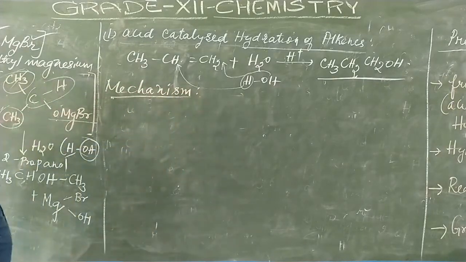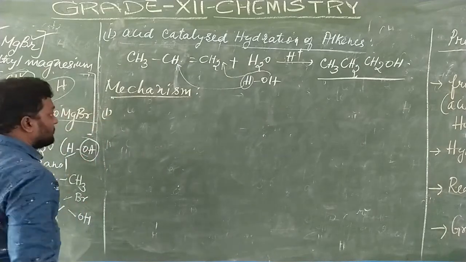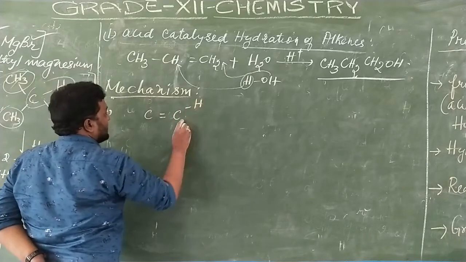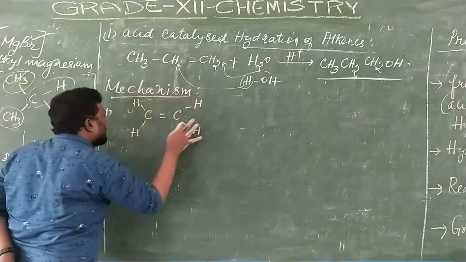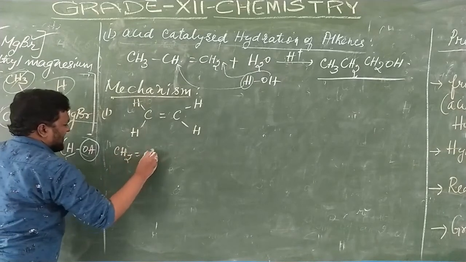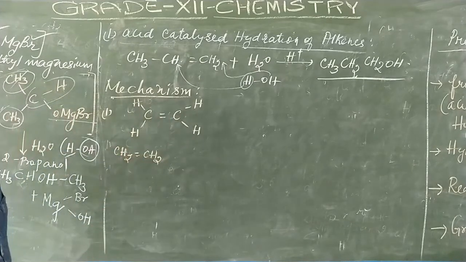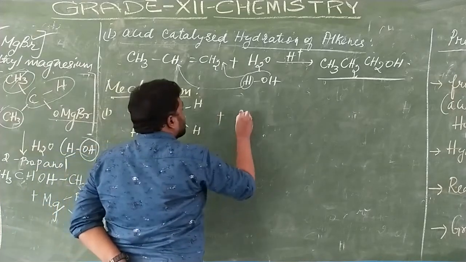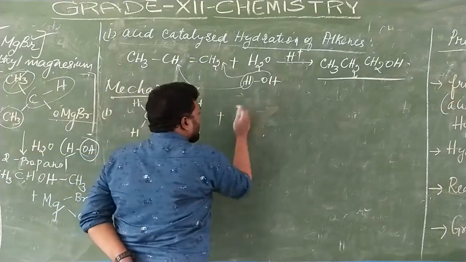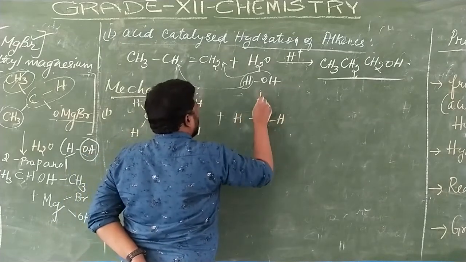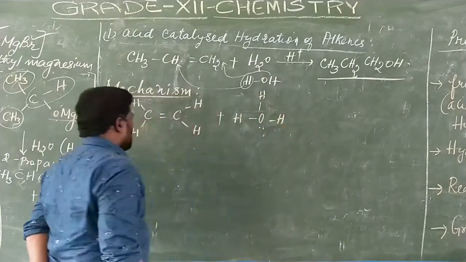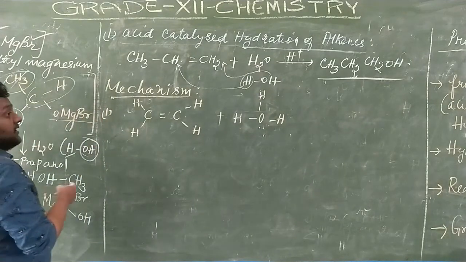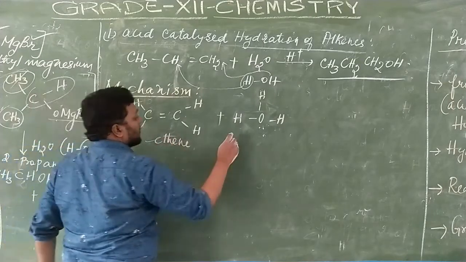The mechanism, step 1: first we take the unsaturated hydrocarbon, CH2 double bond CH2, in its structural form. This is treated with H3O+ ion. In the H3O+ ion, I have written O bonded to H, H and H, with a plus charge. Now I have to get the product. This is called ethene, and this is called the hydronium ion.